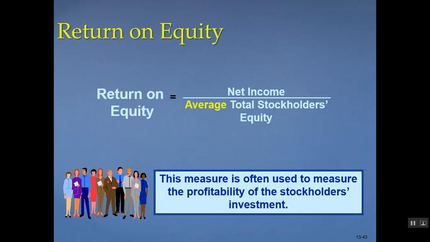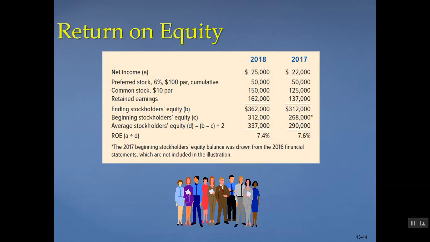Return on equity looks at net income as a percentage of average total stockholders' equity. Whenever you hear the term return on, typically it means that you're going to be looking at net income as a percentage of something. So return on equity is net income as a percentage of average equity. Return on assets is net income as a percentage of average assets. This is a measure often used to measure the profitability of the stockholders' investments. Again, higher is better.